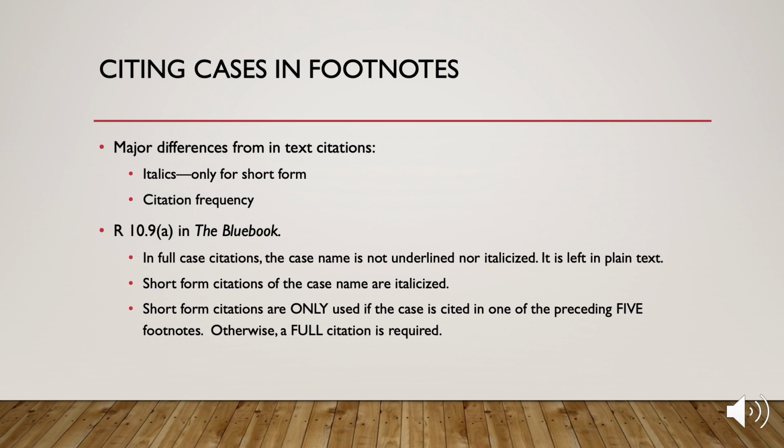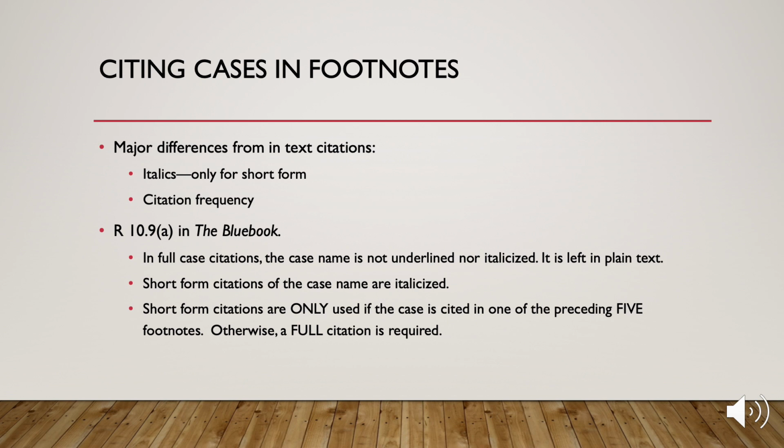Differences in text versus footnote citations. Citing cases in footnotes. Major differences from in-text citations here. For one, we have italics only for short form, and two, we have differences in citation frequency. Look at Rule 10.9(a) in the Blue Book. In full case citations, the case name is not underlined nor italicized. It is left in plain text. Short form citations of the case name are italicized.